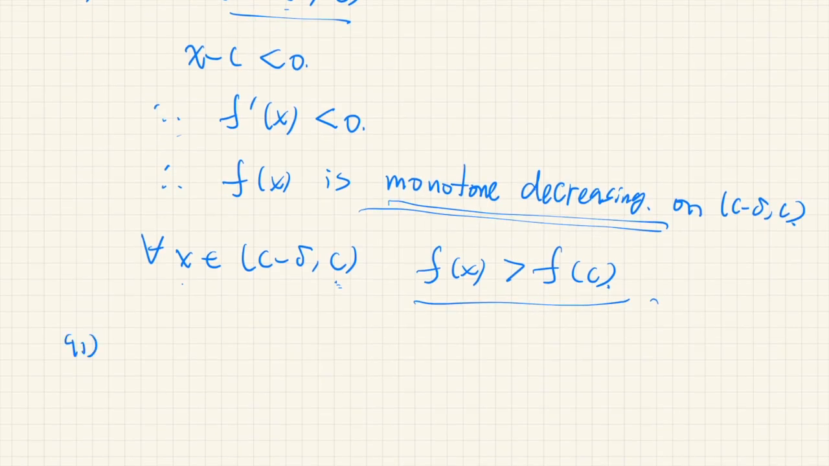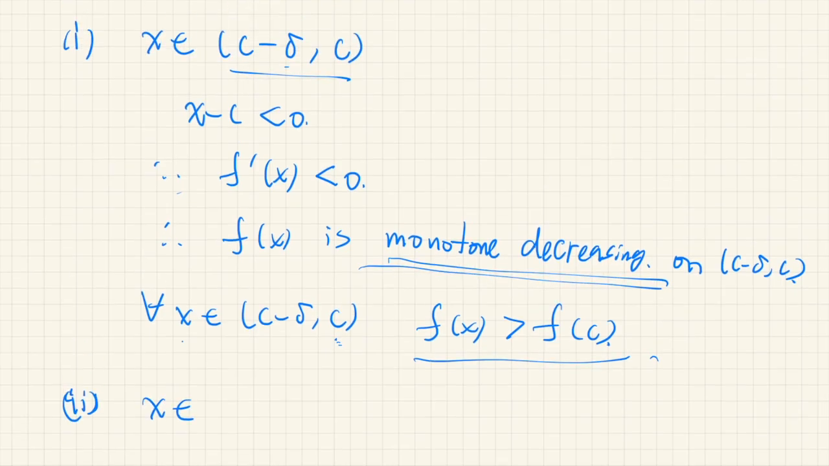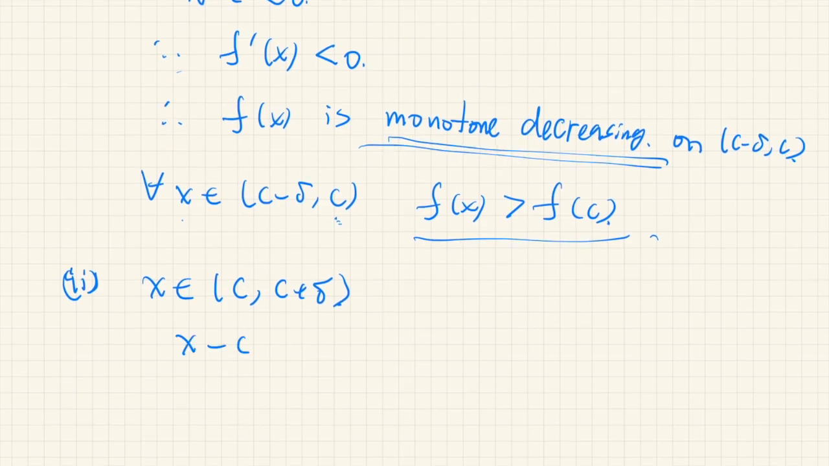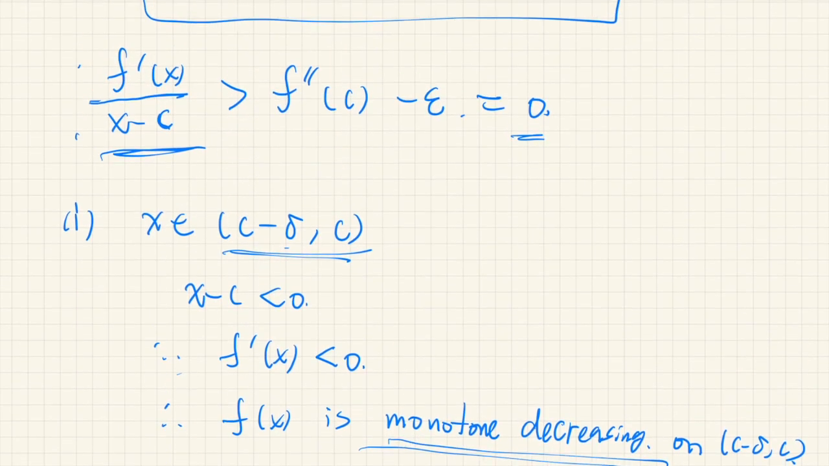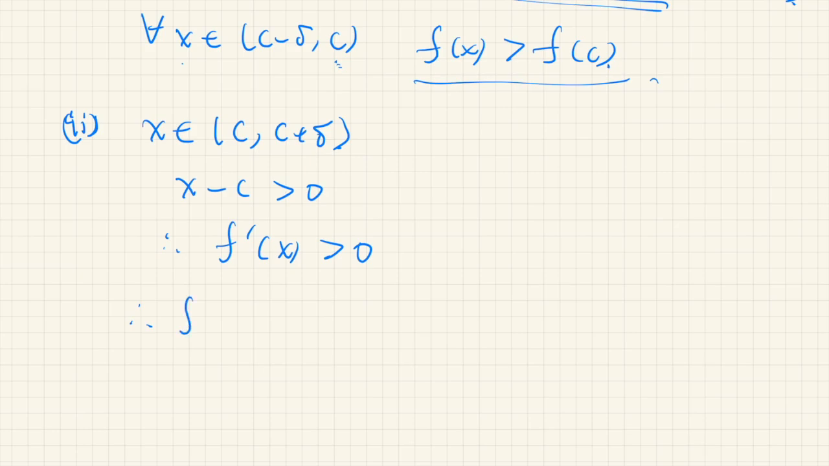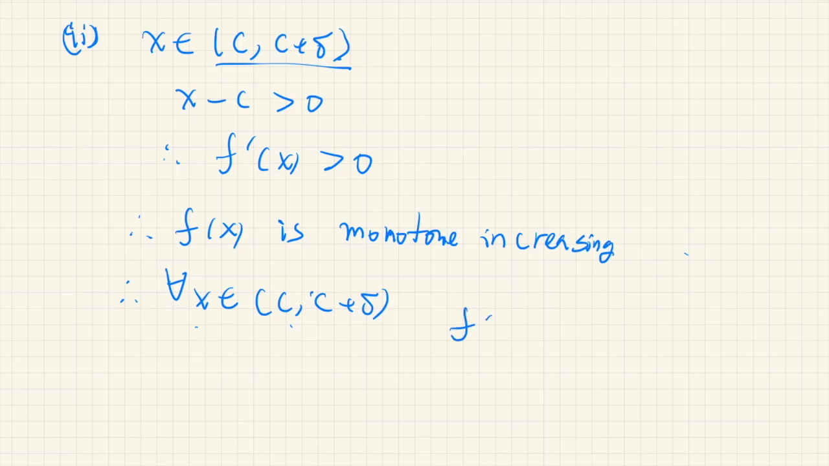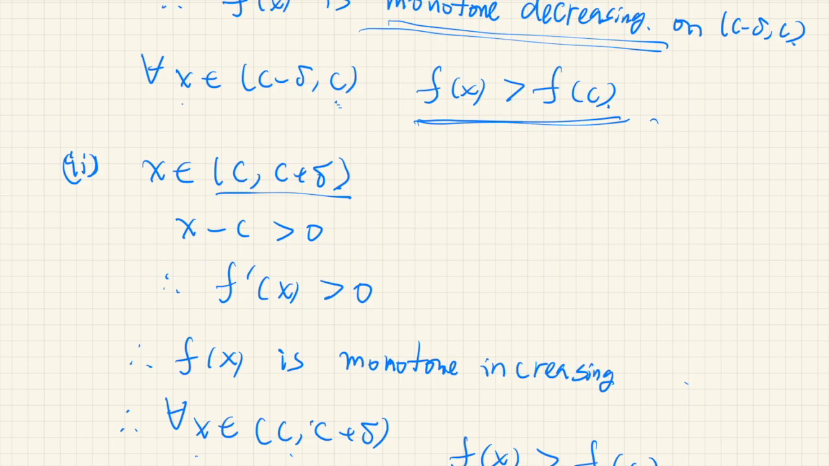All right. Next, second case, x is in the opposite side of c. That is between c and c plus delta. In this case, we have x minus c that is positive, and therefore f prime of x must be positive because their ratio is positive. So that means f of x is monotone increasing in this case. Monotone increasing on this interval. Therefore, for all x in this interval, c and c plus delta, that means x is greater than c. And that means f of x is greater than f of c. So either case, we have f of x greater than f of c.